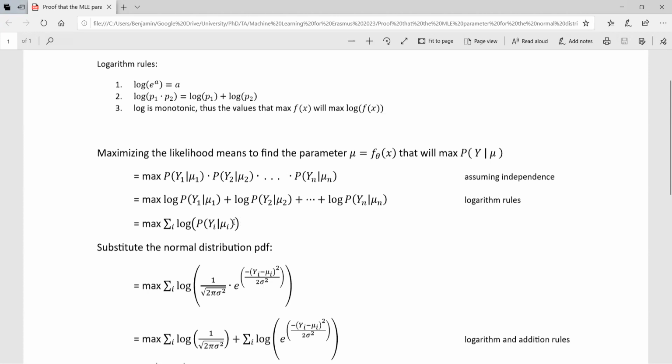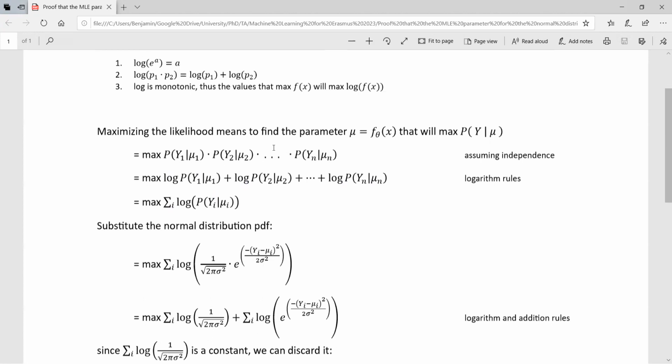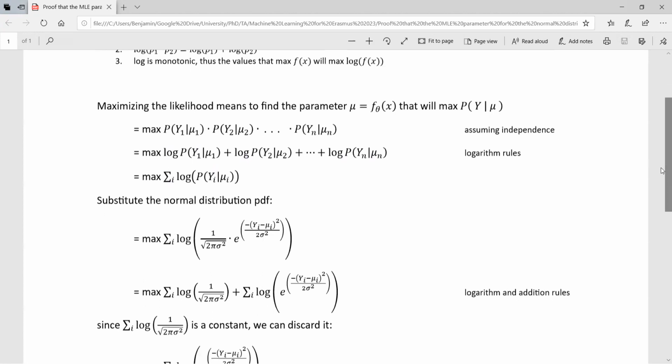Okay, excellent. So essentially, we want to find the mu which will maximize the sum of all the logs of the probabilities, which is the same way of saying which will maximize the product, the multiplication of all the probabilities. So how do we calculate the probability of y given mu in a normal distribution? We use the normal distribution PDF formula.